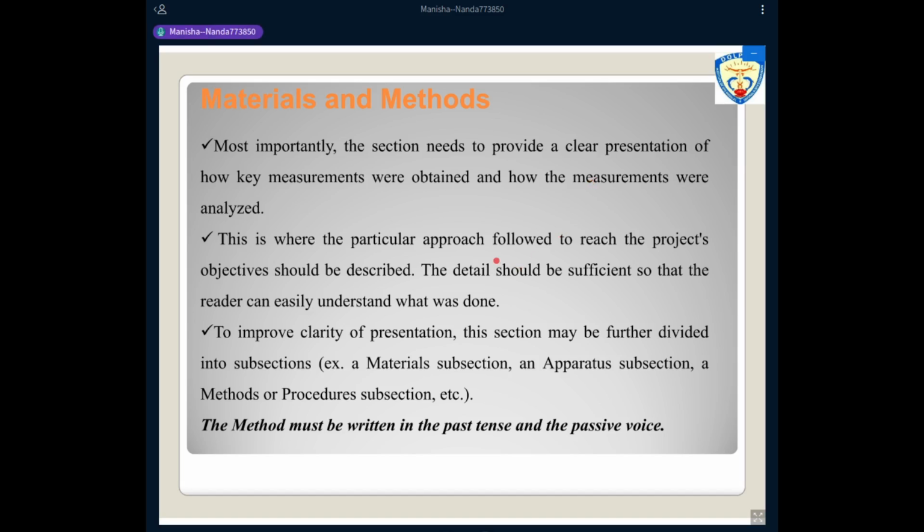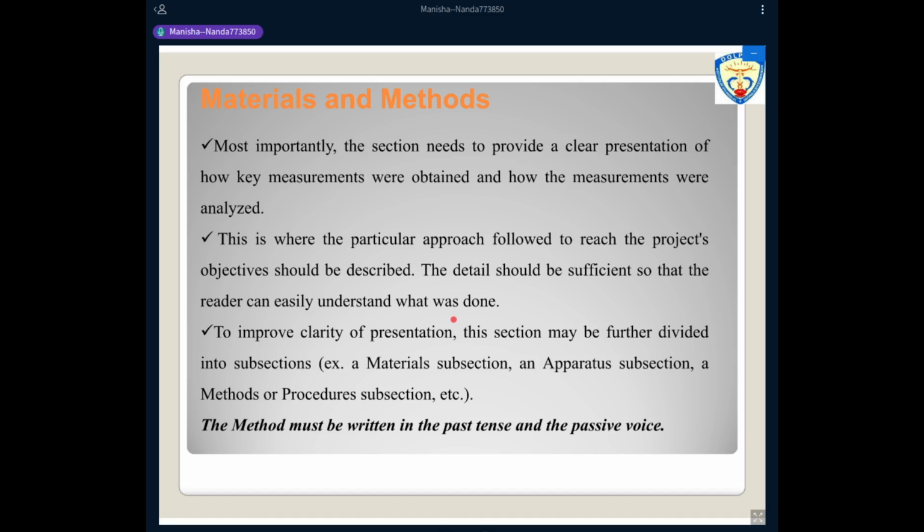This is where the particular approach followed to reach the project's objectives should be described. The detail should be sufficient so that the reader can easily understand what was done. Now, in the introduction section, I have told you that the objectives of the research should be very clearly mentioned, because they tell what you are going to do in your research design. Now, the materials and methods, right? It should reflect while reading that you are achieving all those objectives.